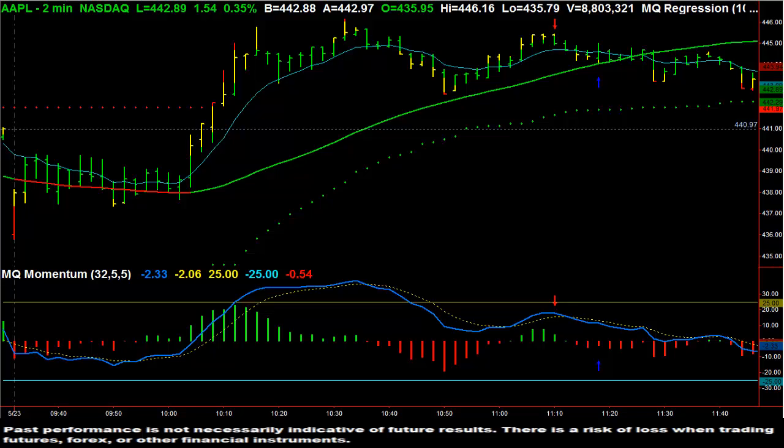Thursday, May 23rd, 2013. Today's trade of the day was actually a really quick scalp in Apple on a 2-minute chart. Apple did benefit from a really strong run after about 10 o'clock in the morning. We were actually trading something else, and we didn't take advantage of this. It kind of passed us by.